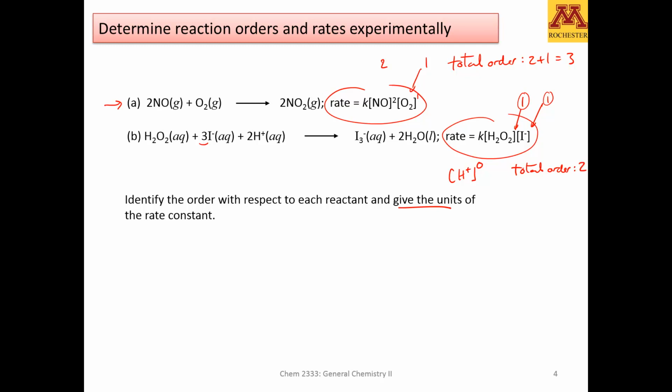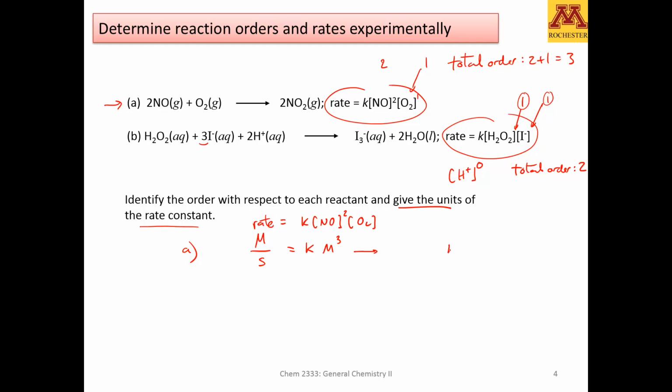Now, let's talk about the units of the rate constant. The rate always has units of molarity per second. So if we study case A, your rate is a constant times the concentration of NO squared and of oxygen to the first power. In other words, your constant, when multiplied by molarity cubed, should give molarity divided by second.